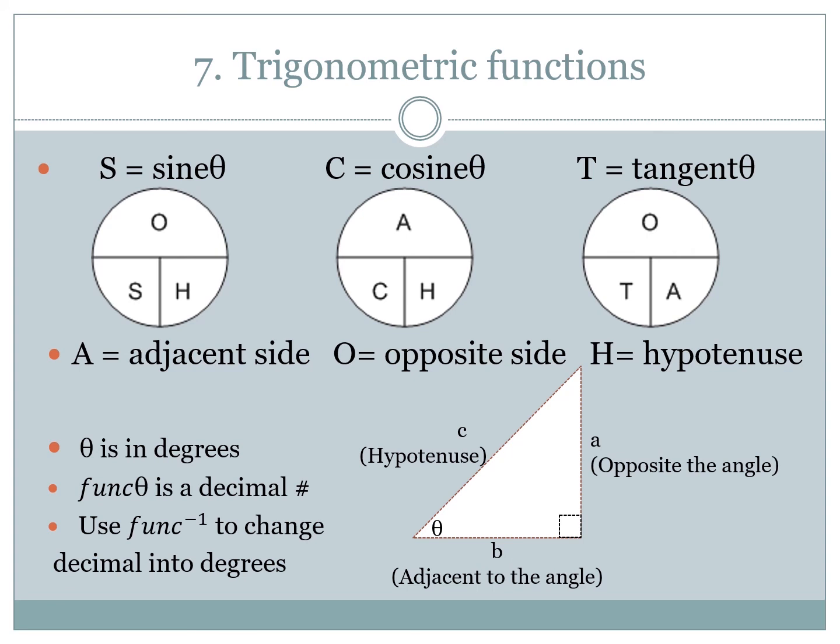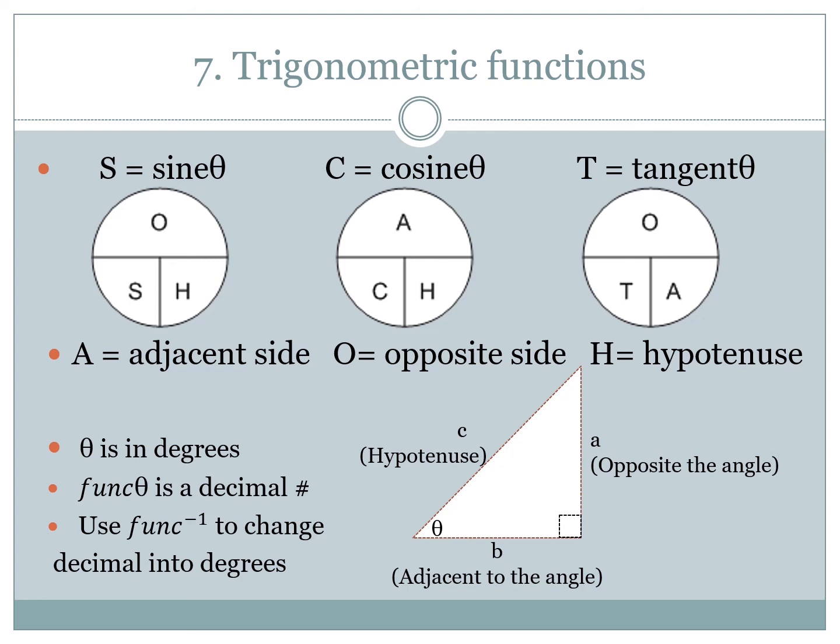Here are our three trigonometric functions all put together. We can use the acronym SOH CAH TOA to represent each one of the formulas. SO, which would be for sine, is opposite over hypotenuse. CA, which is cosine, equals adjacent over hypotenuse. And TOA would be tan equals opposite over adjacent.